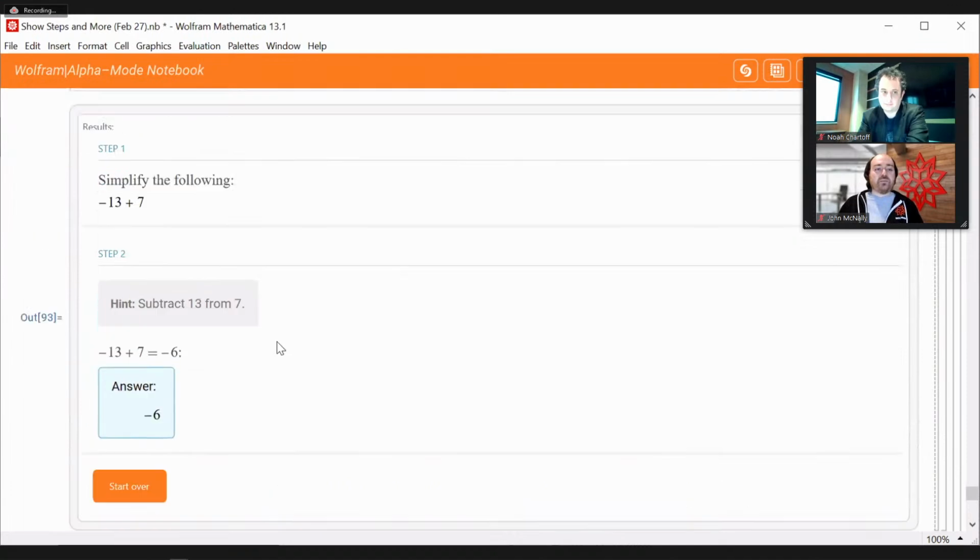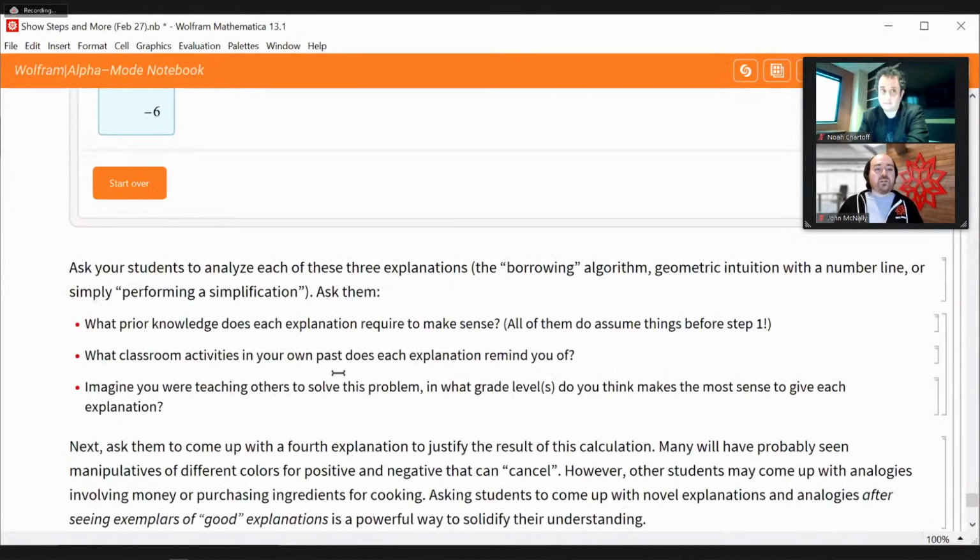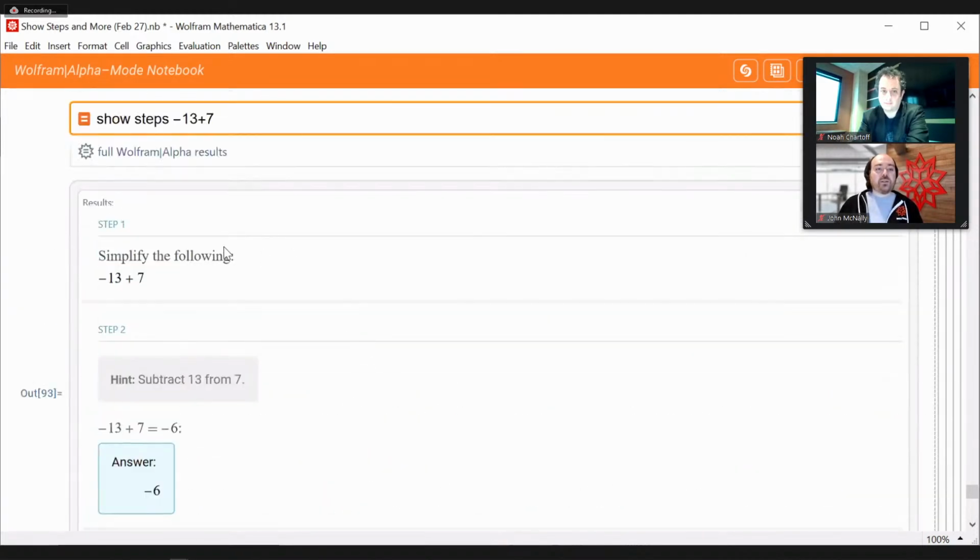So this "just simplify it" is also a perfectly valid explanation. So what you want to ask them then is, what prior knowledge does each of these explanations require in order to make sense? So for example, this "just simplify it" one, well, that makes sense if you know that the arithmetic works a certain way, right?